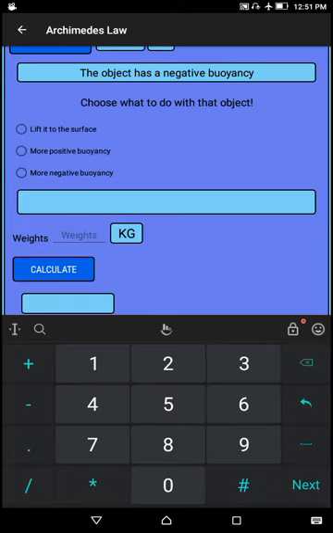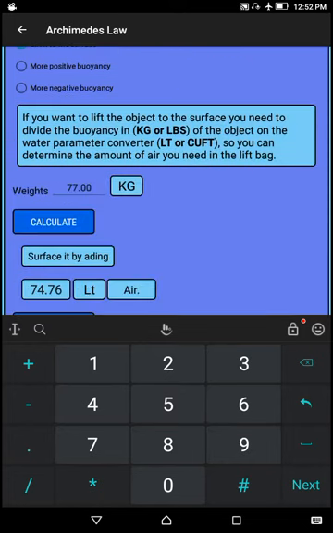After that, the second part is choosing what to do with that object. Do I want to lift it to the surface? Do I want to add more positive buoyancy or more negative buoyancy? In the question we already read, we need to recover that object to the surface. So I choose lift it to the surface. Automatically it will show us inside that square an explanation of what is going on, if you would like to solve this question manually.